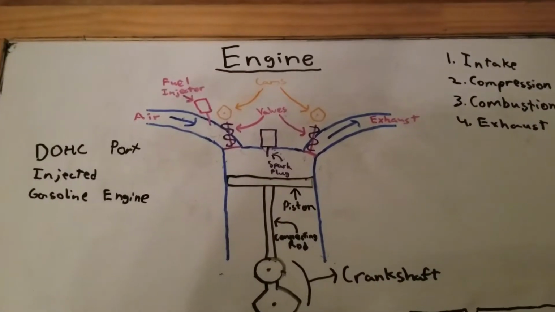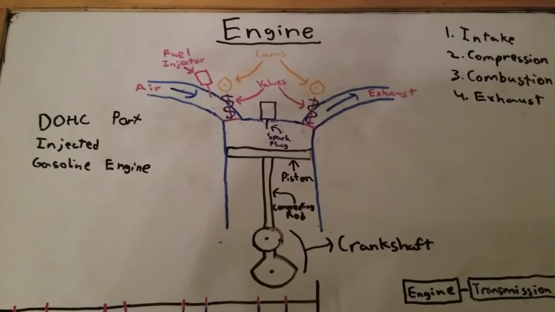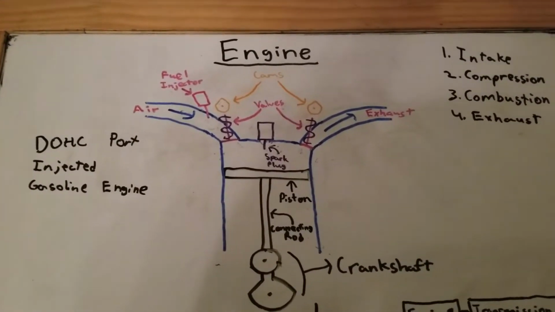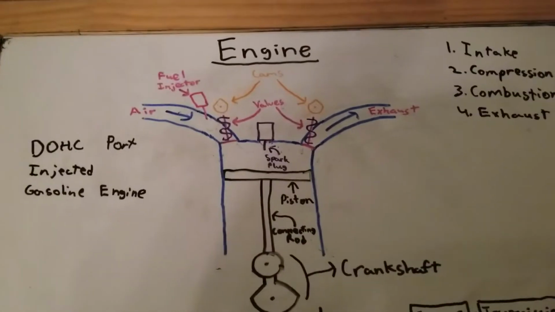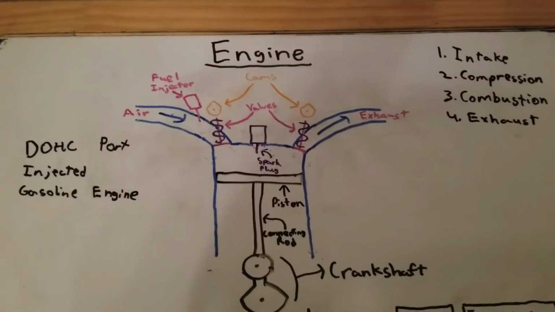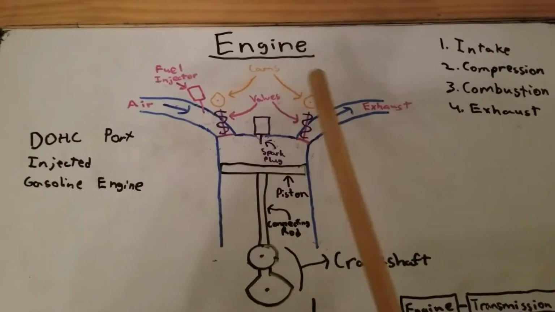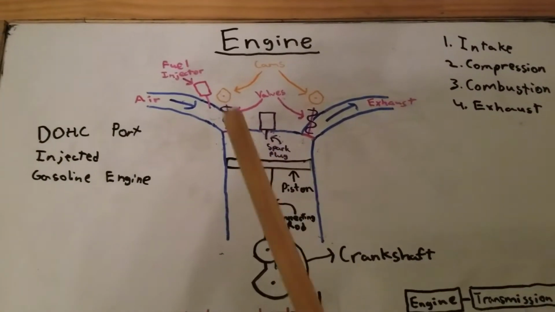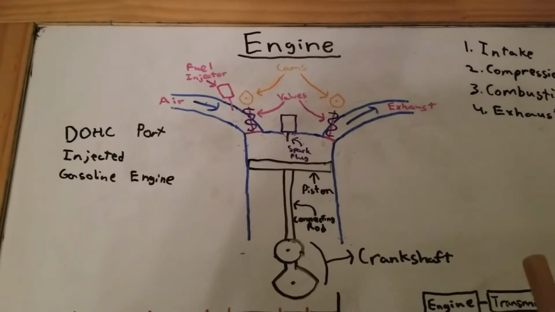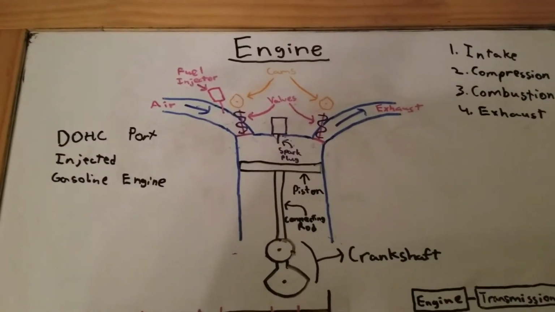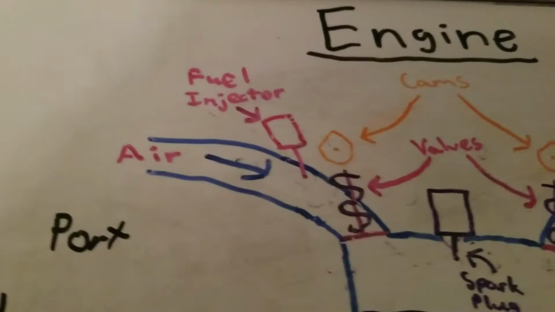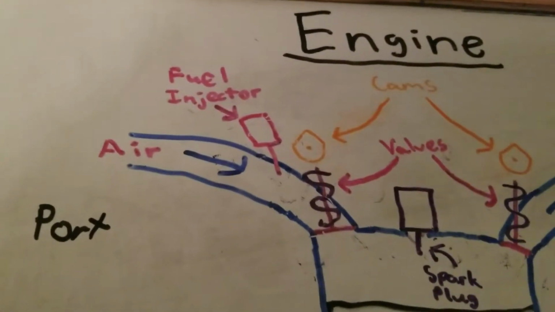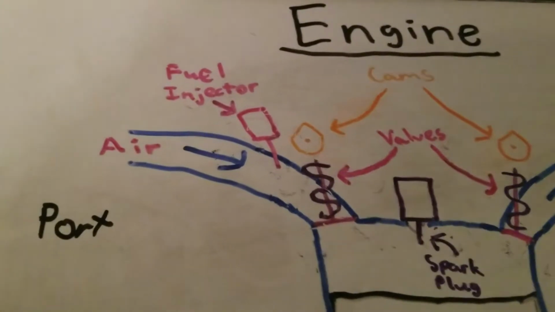This engine diagram is based off a DOHC or dual overhead cam port injected gasoline engine. Dual overhead cams just mean that the vehicle's engine has two camshafts, and port injected just means that the fuel injector injects fuel in the port. The fuel injector injects fuel into the engine cylinder. There's port injection, direct injection, and indirect injection.